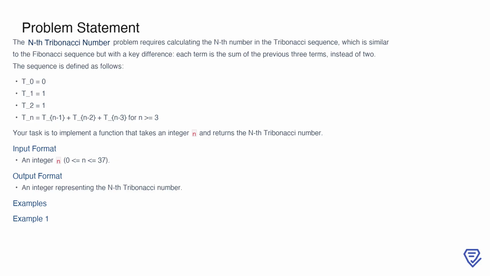Your task is to find the value of t_n for a given integer n. The input will be a single integer n, constrained between 0 and 37, and the output will be a single integer representing the Nth Tribonacci number.